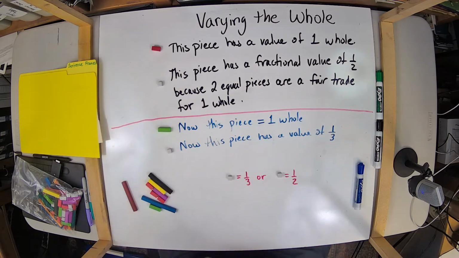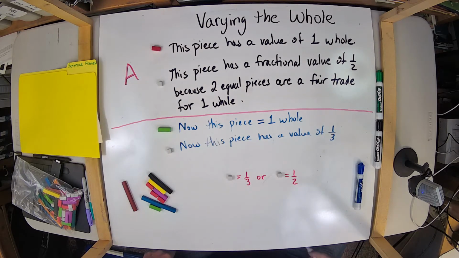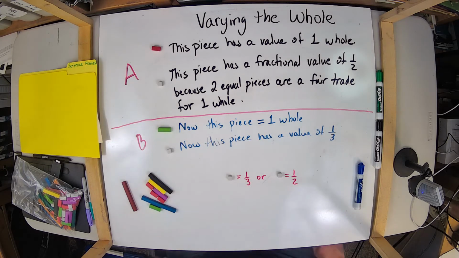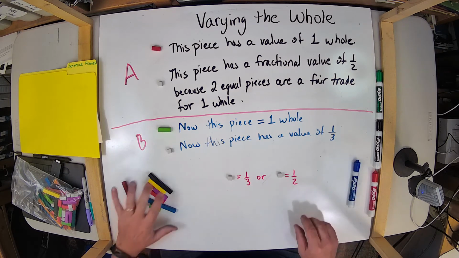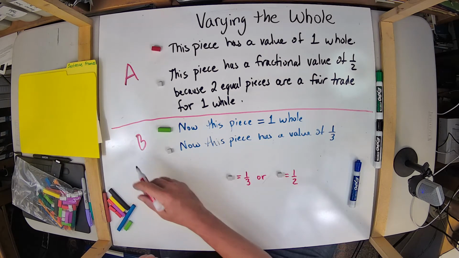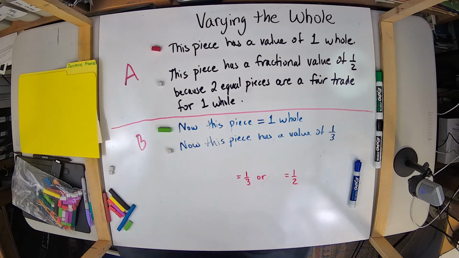Up here, I'll say in part A, the white block has a value of 1/2 because it's compared to the red block. And in part B, I'll say the white block has a value of 1/3 because it's compared to the green block. And then a further step, something that is even more challenging for students. Let me erase this just for a moment.